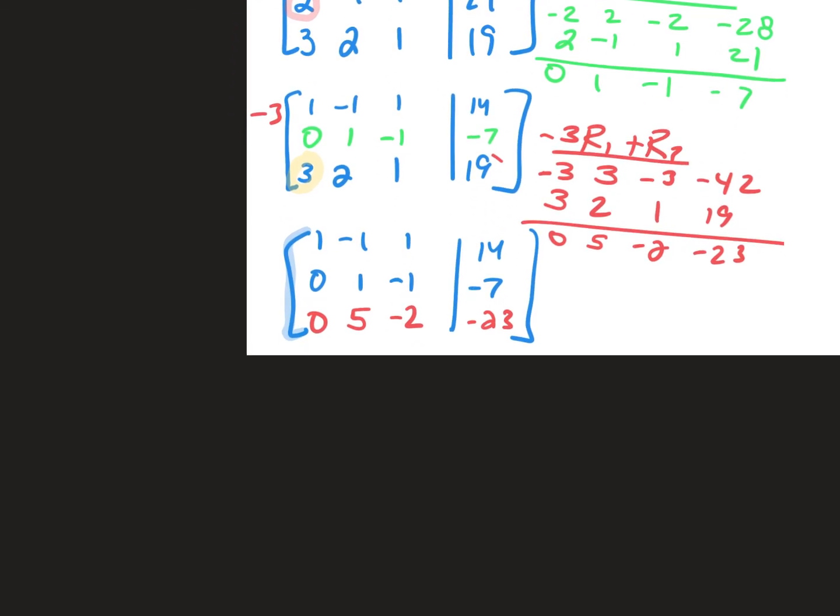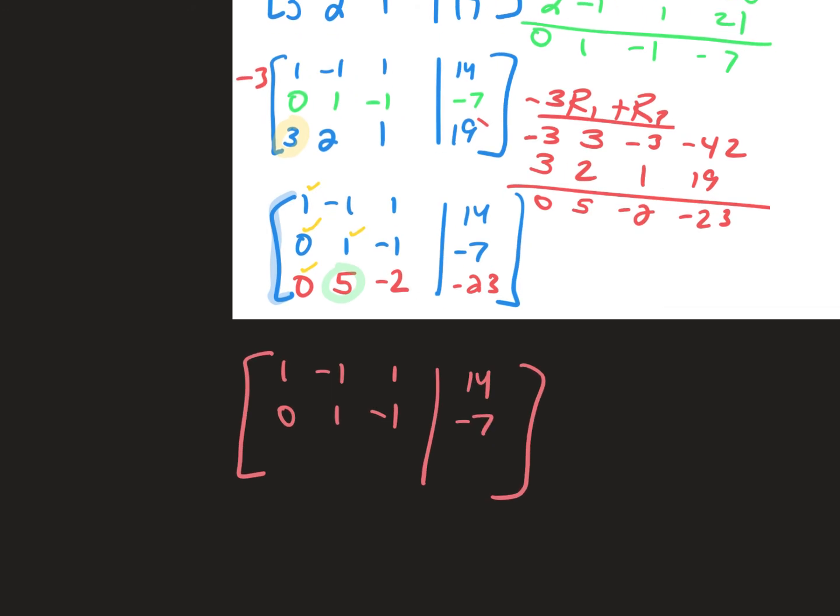All right, so let's take an inventory here. This needs to be positive 1. We're good. This needs to be 0. This needs to be 1. This needs to be 0. Okay, so what do we need to work on? The 5. Everything in the first row, perfectly fine. Leave it alone. Everything in the second row, perfectly fine. Leave it alone. So 1, -1, 1, 14. 0, 1, -1, -7. All right, what do I need to do? What row?